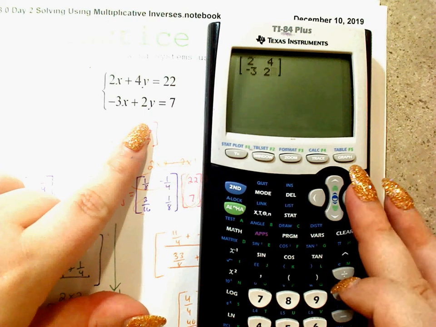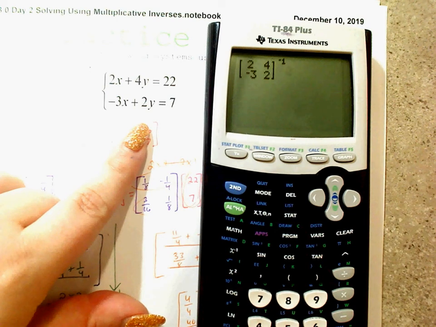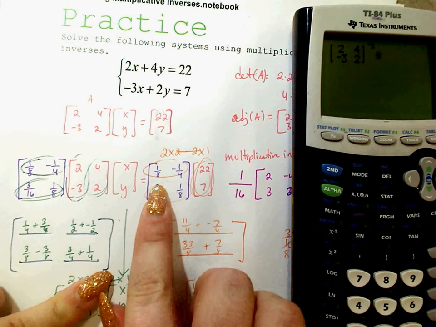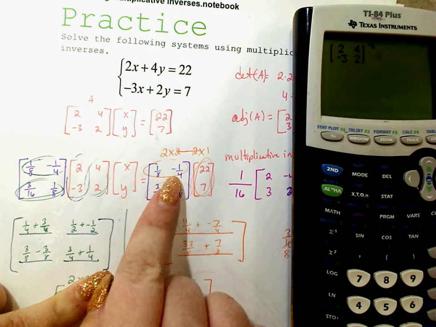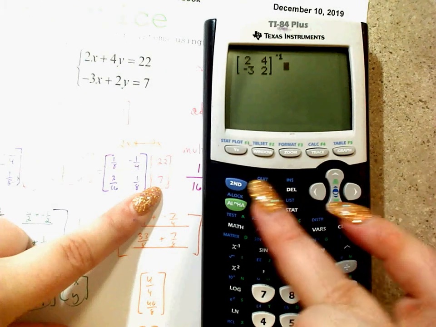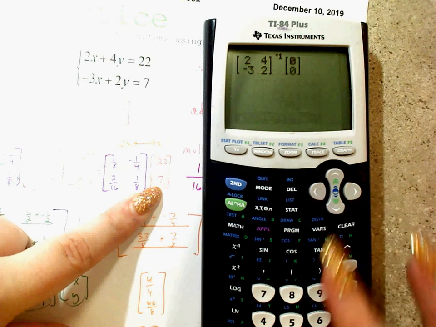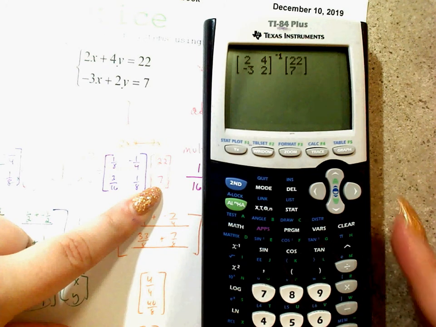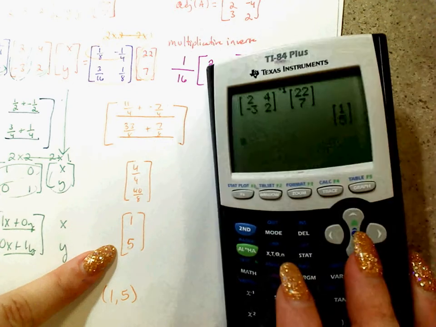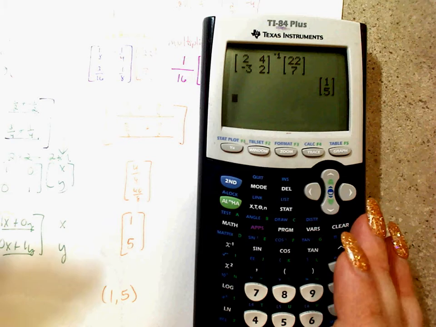And then what I'm going to do is I'm going to use this right here. And this finds the inverse of it. Okay? So this right here is the multiplicative inverse of that right there, which is what we found, right? So I'm going to multiply that by this matrix right here, 22, 7. So alpha zoom, this is a 2 by 1, 2 rows, 1 column. 22, 7. Press enter, and you get the final answer, which is 1, 5. Okay? All right. So that's using multiplicative inverse and doing all of that in the calculator.